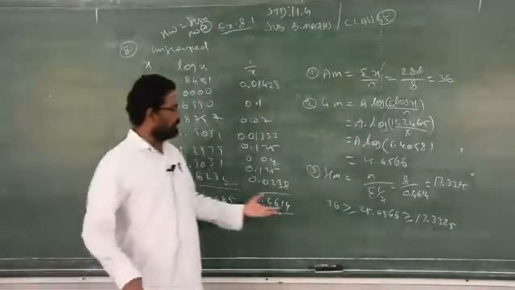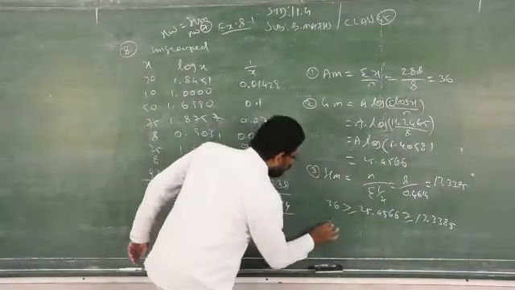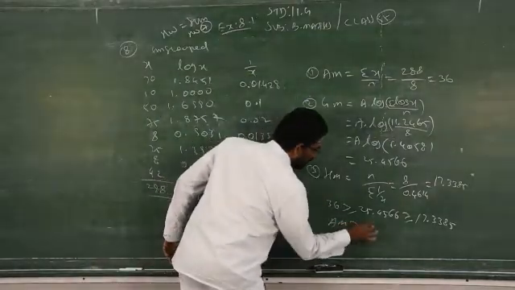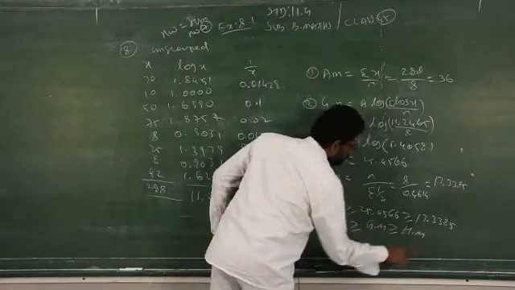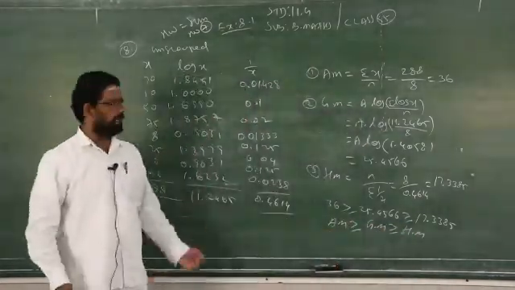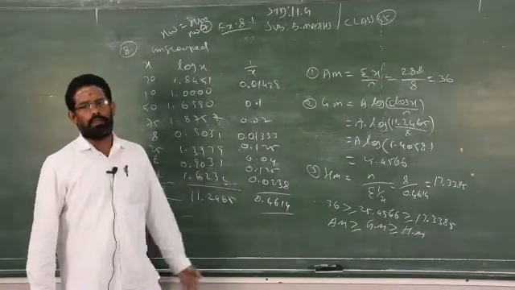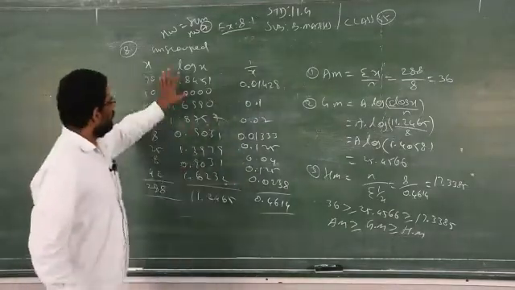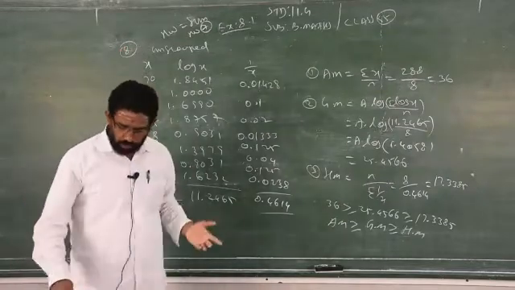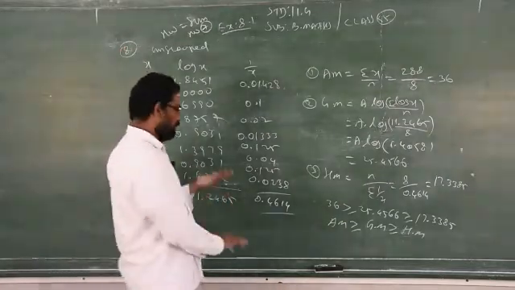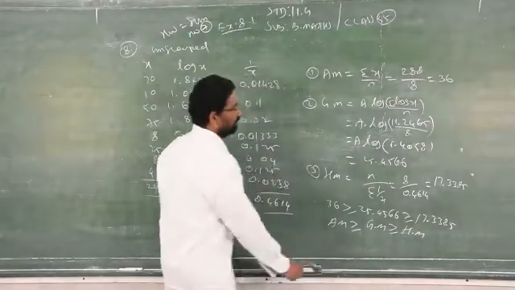You have to write the result, because what is the condition? You have to prove the condition AM is greater than or equal to GM greater than or equal to HM. So it is proved, therefore it is true. The relationship holds true. This is for ungrouped data. Next one comes for grouped data. That will take little time, because the calculation will take more time.